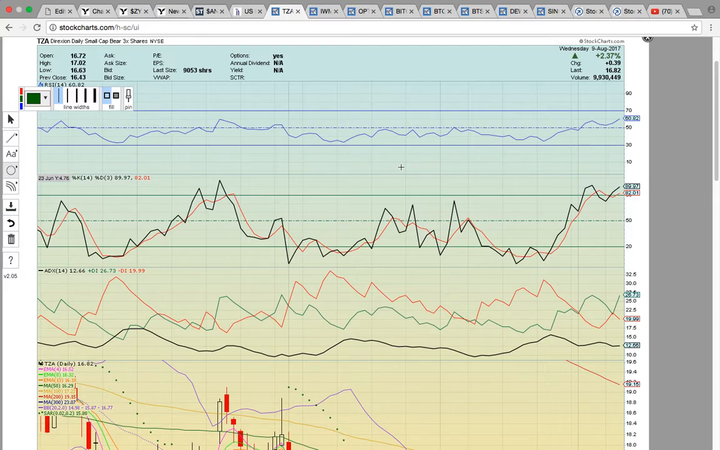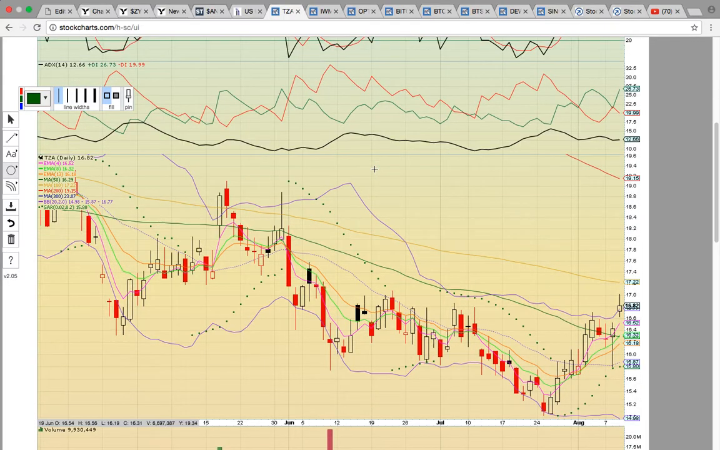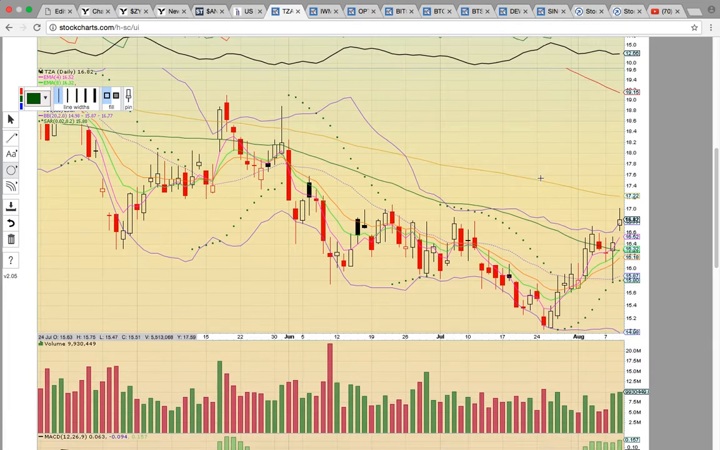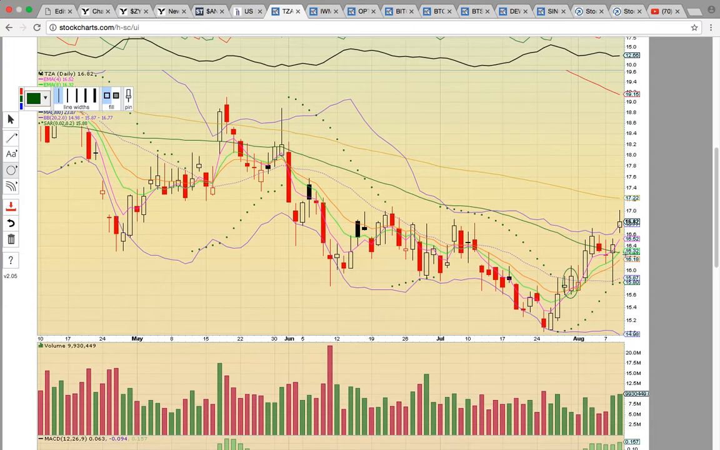Okay, first up is TZA. This is the daily small cap bear 3 times. This is basically shorting the small caps here. What's going on is a new uptrend started back here at the end of July with the close above the middle Bollinger Band, and after turning the middle Bollinger Band into support, it was able to turn this 50-day simple moving average into support.